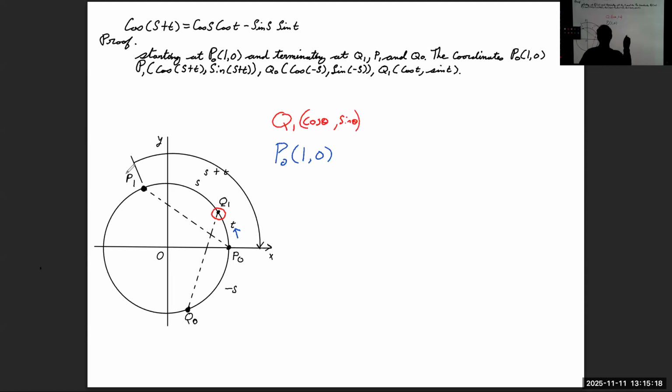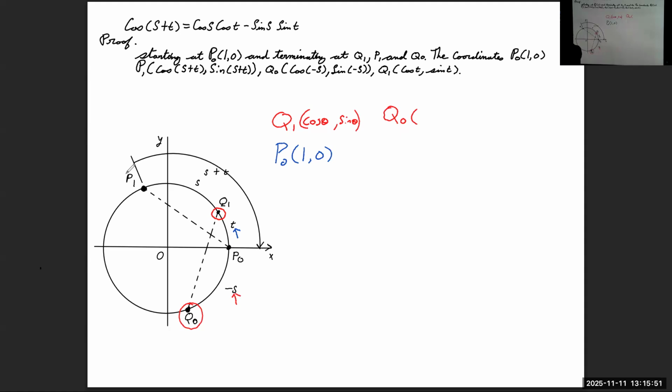So first we're just meeting our main characters. So Q naught, trying to remember where the dead spot is on this. You can see Q naught is all the way down here. This is Q naught, and it's a distance of negative s arc length on the unit circle from P naught. So if you go from P naught, it goes all the way down negative s on the unit circle to get Q naught. That's another way to think about it.